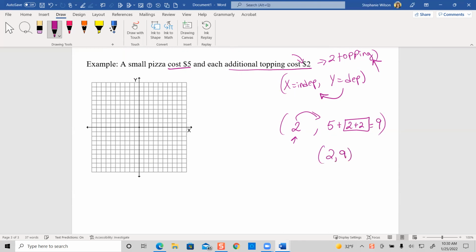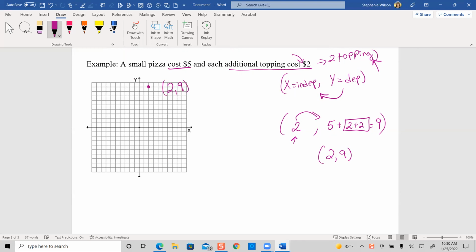So I can come over here and start at 0, 0. And since x is positive, we're going to go to the right 1, 2. Y is positive, we're going to go up 1, 2, 3, 4, 5, 6, 7, 8, 9. And there's my ordered pair. It's plotted on the graph.